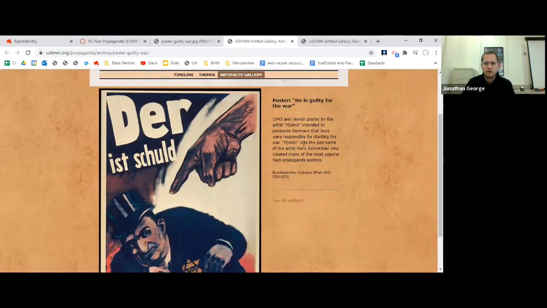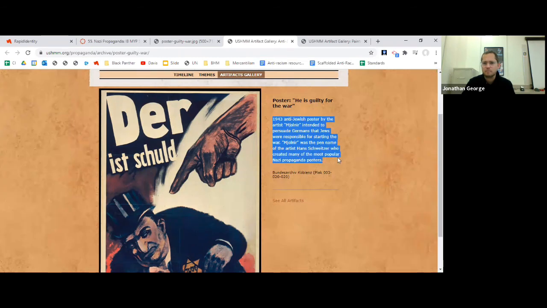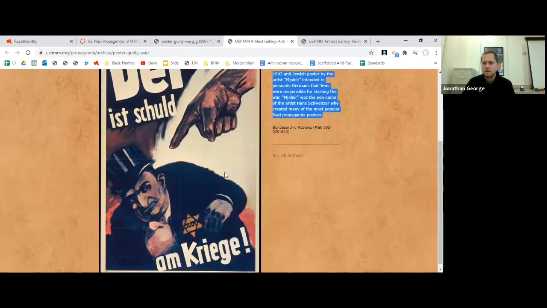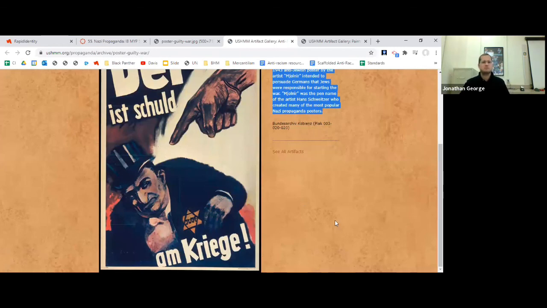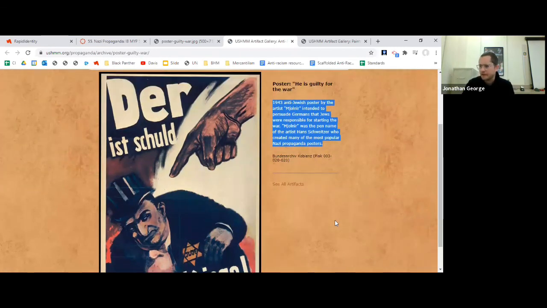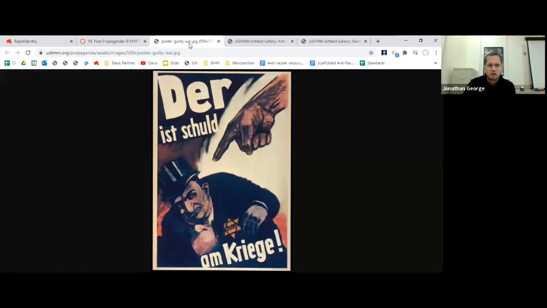All right, take a look here. So he is guilty for the war. This is a 1943 anti-Jewish poster intended to persuade Germans that the Jews were responsible for starting the war. And this same artist made many Nazi propaganda posters.